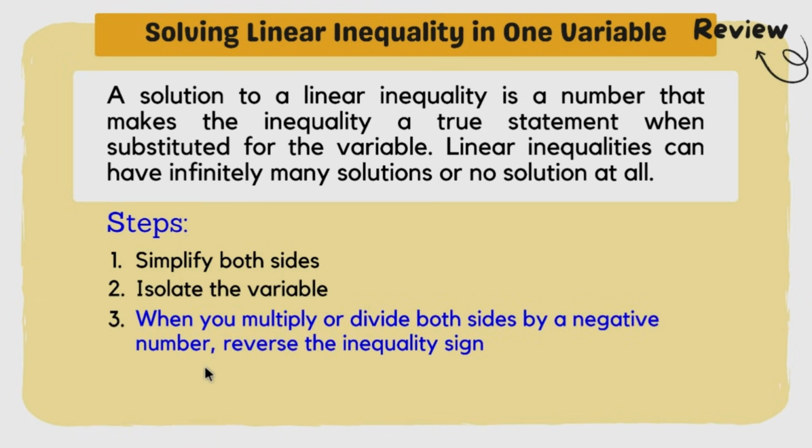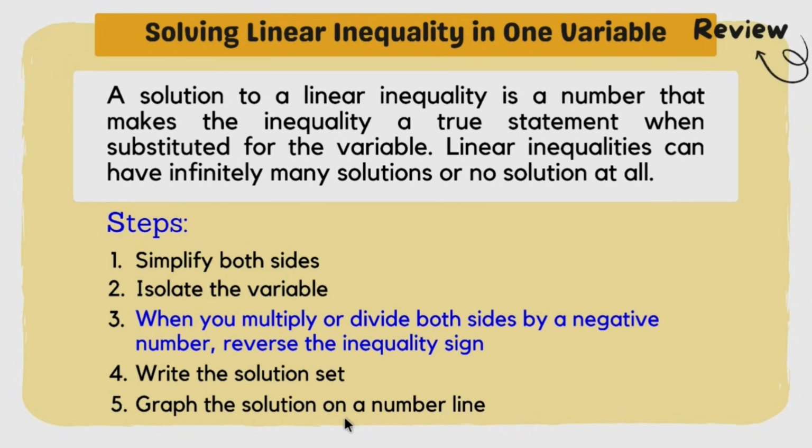Okay, and then take note of this: when you multiply or divide both sides by a negative number, reverse the inequality sign. Lagi po natin ginagawa yan pag nagdi-divide tayo ng negative number or nagmumultiply tayo ng negative number in both sides of the equation. Mababaliktad po yung ating inequality symbol or yung sign. Number 4, you will write the solution set, and number 5, graph the solution on a number line. Take note, set po yung ating sagot dito because we are not just looking for one value of the variable, but rather many values. Okay?